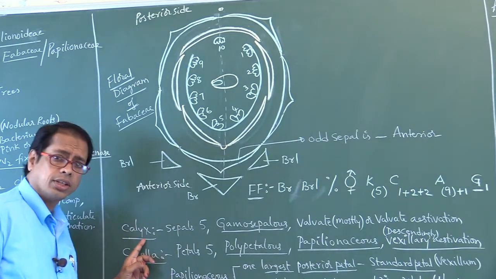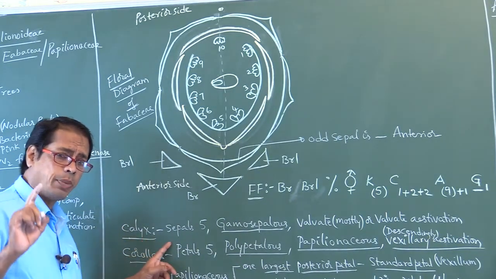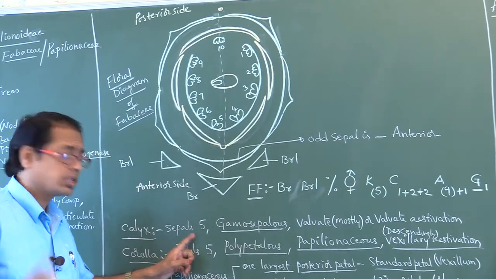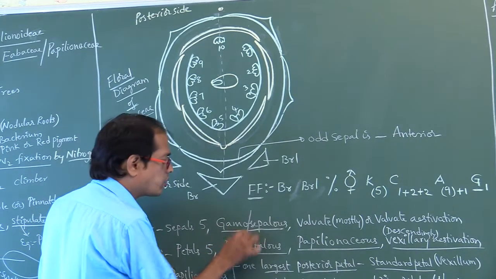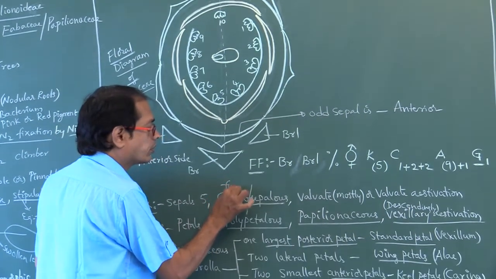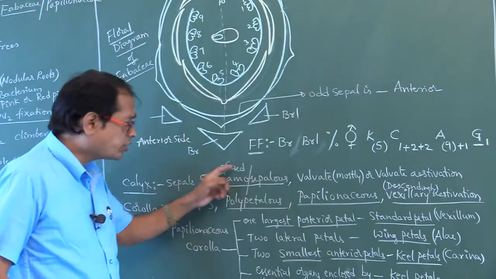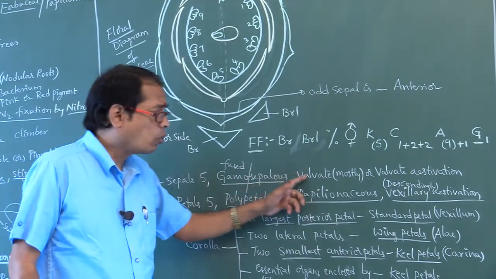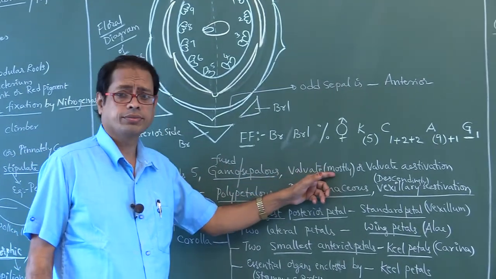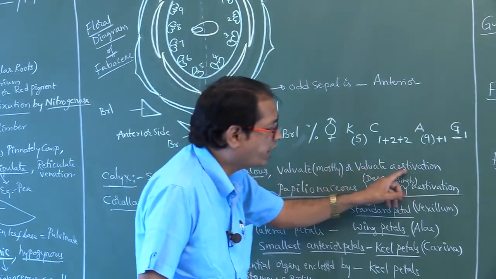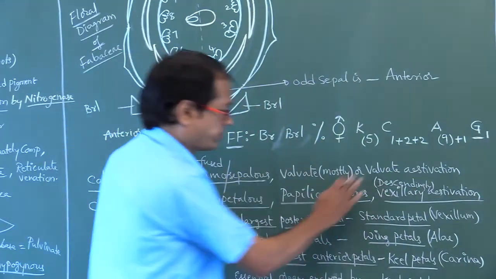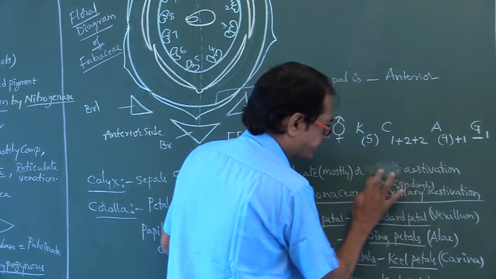So, calyx, individual members are called sepals. How many are there? 5. Sepals, 5. Gamosepalous. Gamo means what? Gamo means fused. Fused sepals, gamosepalous. Valvate mostly, and in some members imbricate.